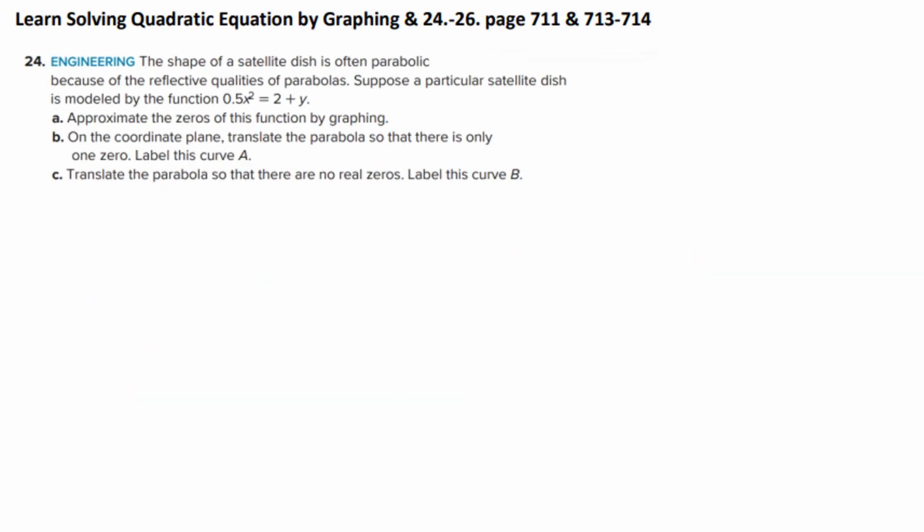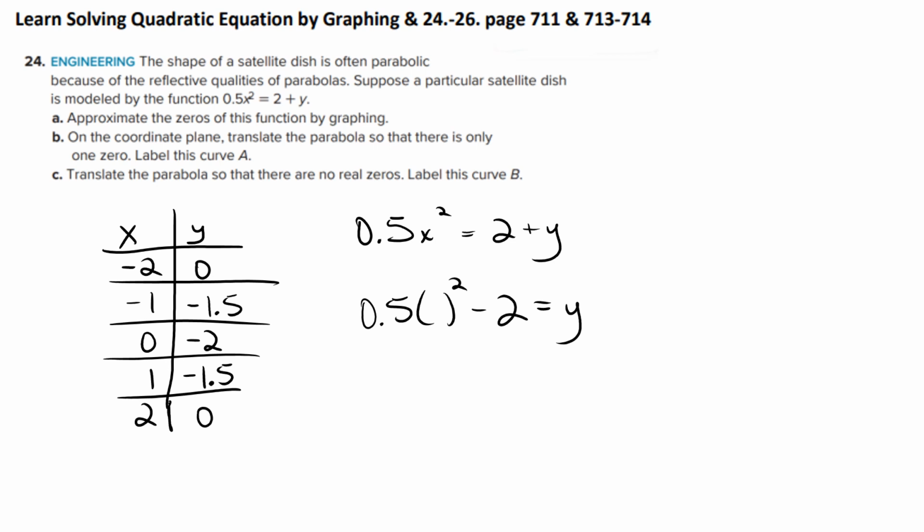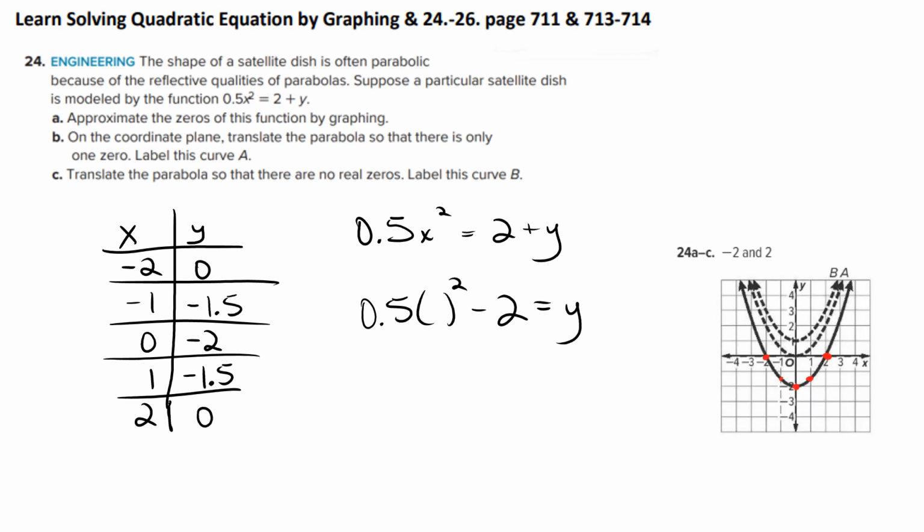Here, if you see an equation is given to you for the function 0.5 x square equal to 2 plus y. So from here we can calculate the value of y as 0.5 x square minus 2. So let's form the x and y table by taking different values of x like minus 2, minus 1, 0, 1 and 2, and accordingly we get values of y. So look at values of y. When is value of y becoming 0? It is becoming 0 at minus 2 and plus 2.